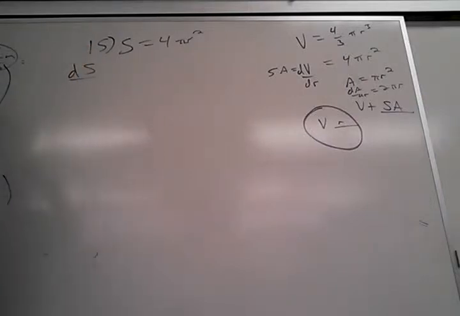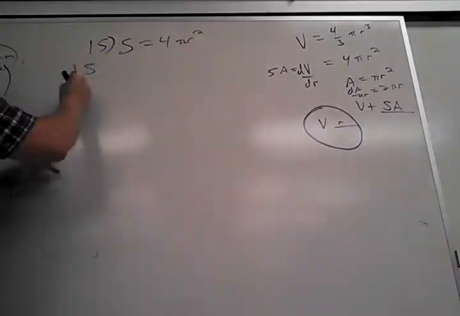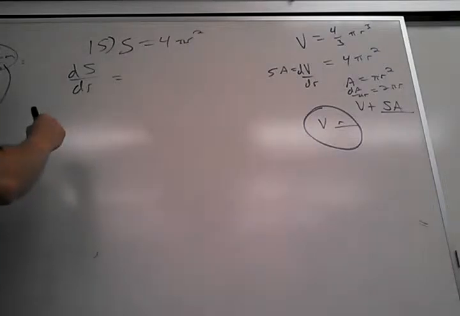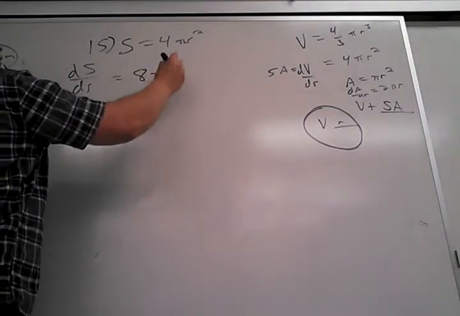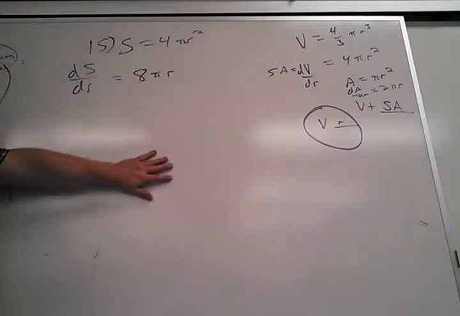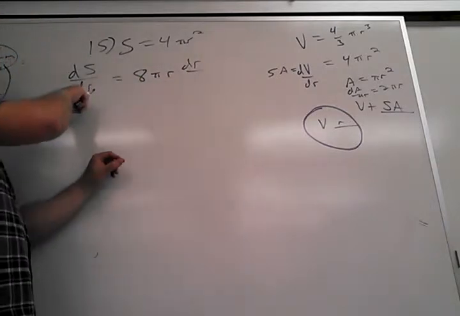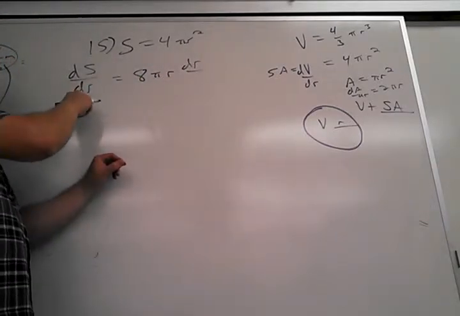What are they asking for? ds, the rate of change of the surface area with respect to the radius. So dr. So what is ds dr? 8 pi r dr. What would it be? I like that. Let's go with it, 8 pi r dr. What am I taking respect to? Yes, dr.